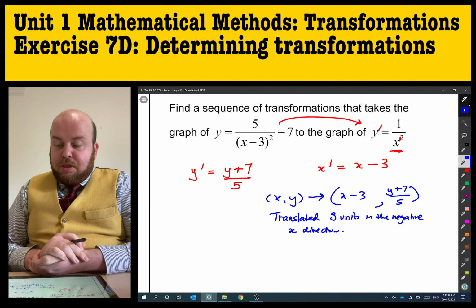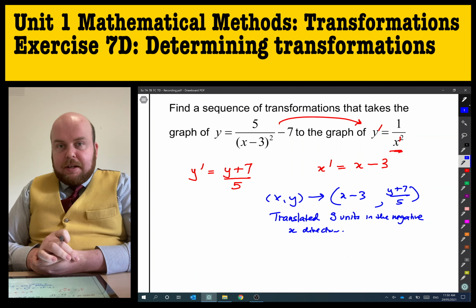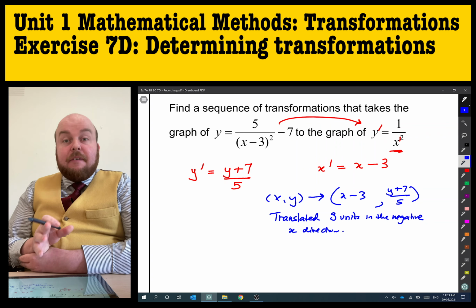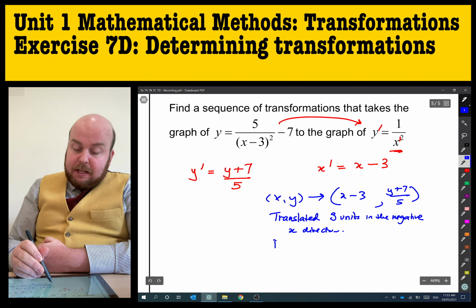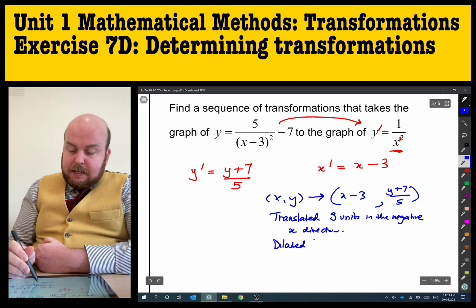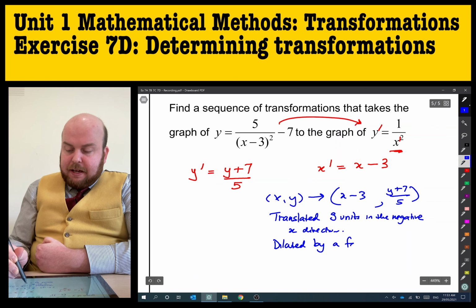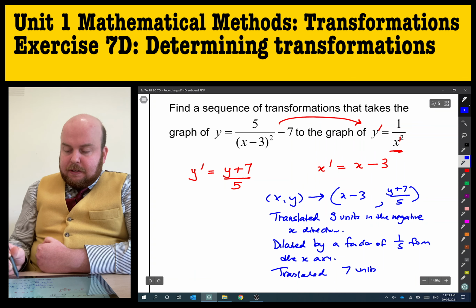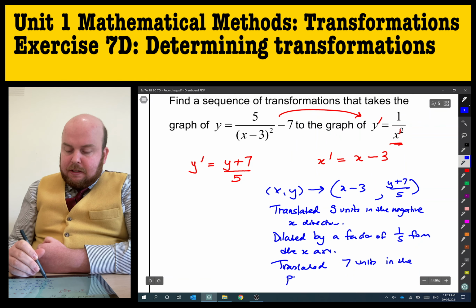So it's been translated 3 units in the negative x direction. And now for the dilation. Now we've dilated by a factor of 1/5 from the x-axis, then translated 7 units in the positive y direction.